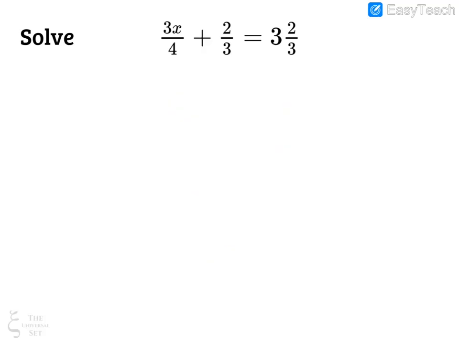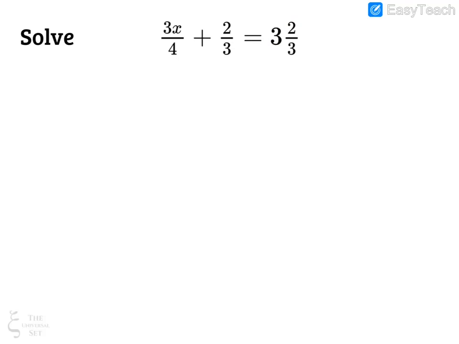Right. Now this one looks like fun, doesn't it? We've got 2 different denominators, and we've also got this big old mess over here. We've got a mixed number. So the first thing I'm going to suggest is let's deal with this mixed number, because mixed numbers are tricky to deal with in equations. So let's change this mixed number into an improper fraction.